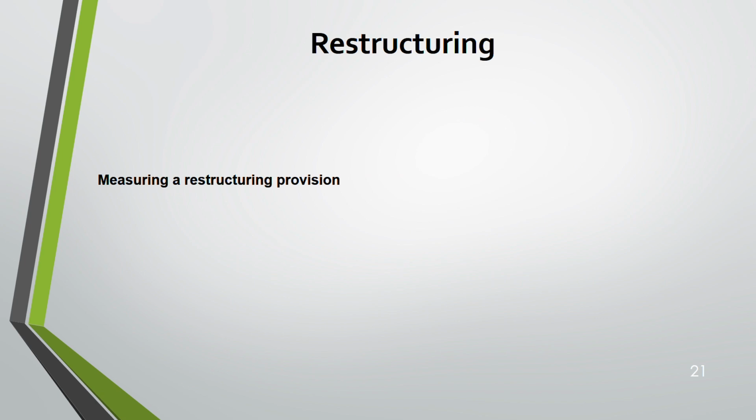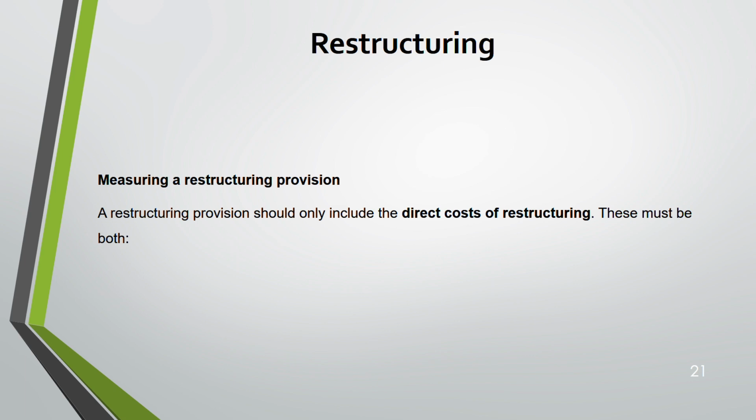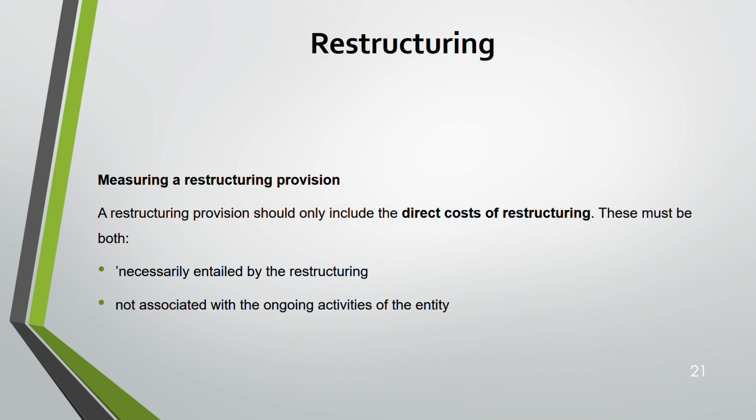Measuring a restructuring provision. You can only recognize those costs that are directly due to restructuring. If you're incurring a cost only because of restructuring, then you recognize the provision only for that amount. It must be both necessarily entailed by the restructuring, that means you are incurring that cost only because of restructuring, and not associated with the ongoing activities of the entity. Whether restructuring is there or not, you are anyway incurring this cost. Those costs are not part of restructuring. Therefore, you do not recognize a restructuring provision for ongoing activity. You need to be careful.